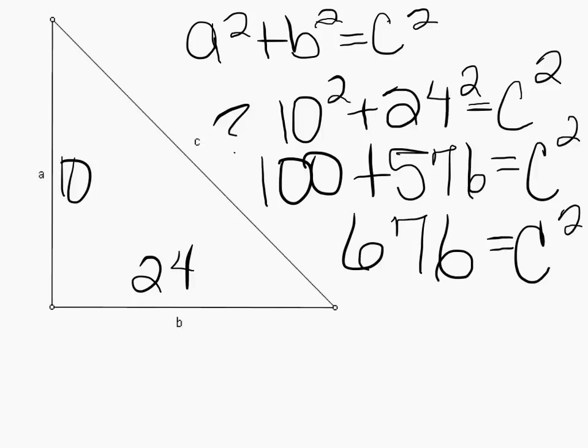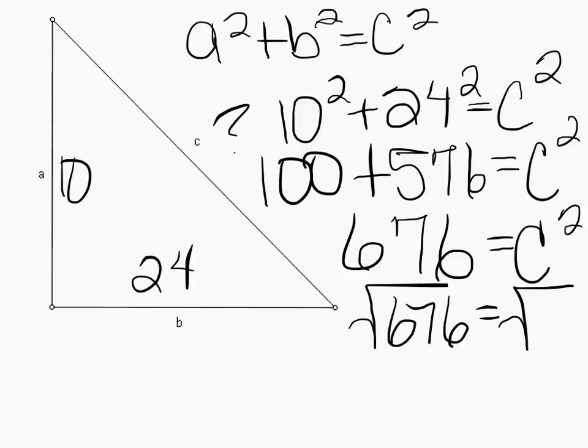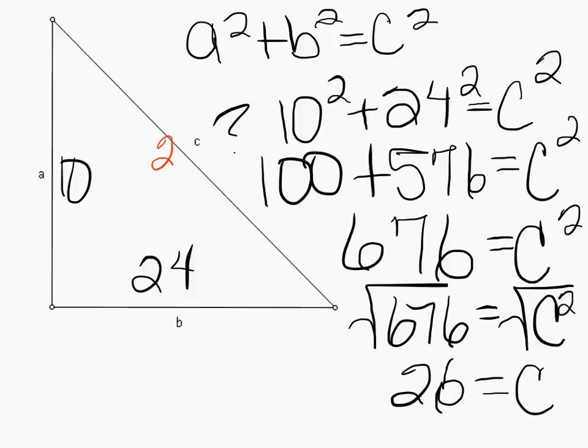Now, we still don't know what c is because over here in our problem, we don't have c squared. We have just c. So we have to figure out what c is. How do we figure that out? What's the inverse operation of squaring something? You guessed it. You take the square root. So we're going to take the square root of 676 and the square root of c squared. The square root of 676 is 26, and the square root of c squared is c. So our answer to c, what is c? C is going to be 26.